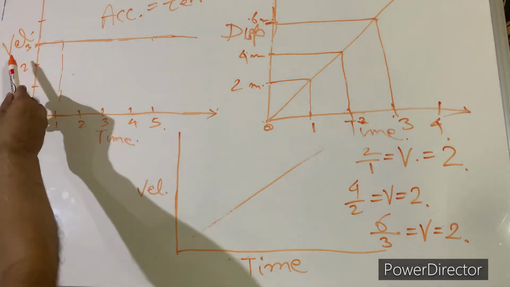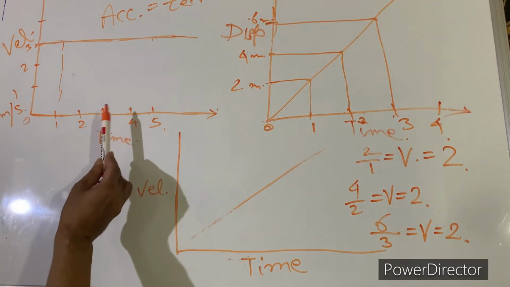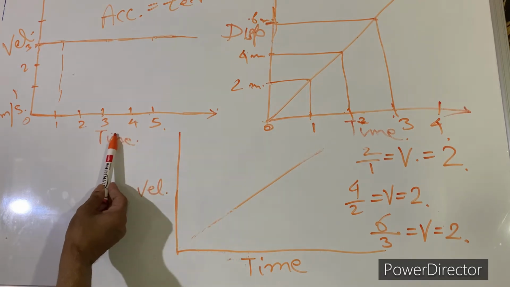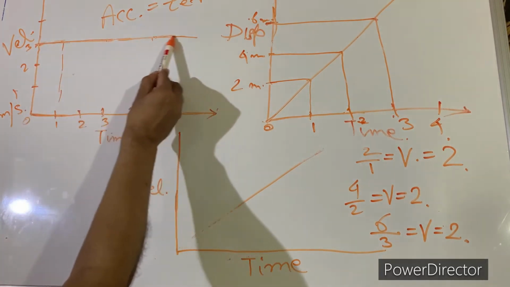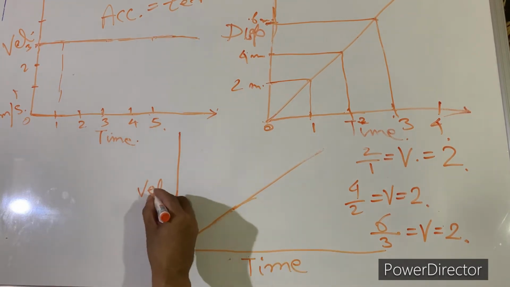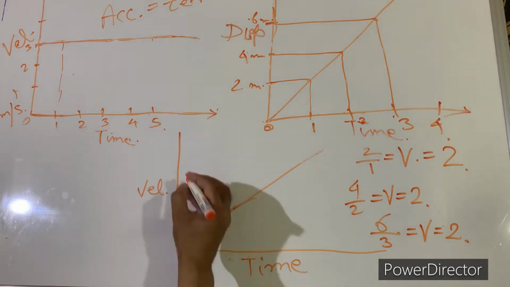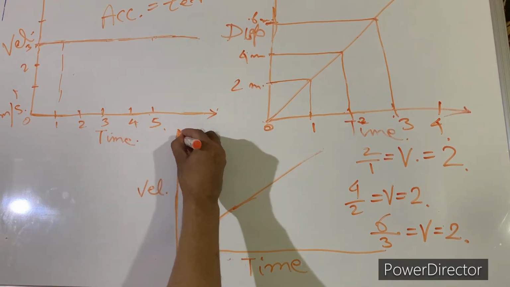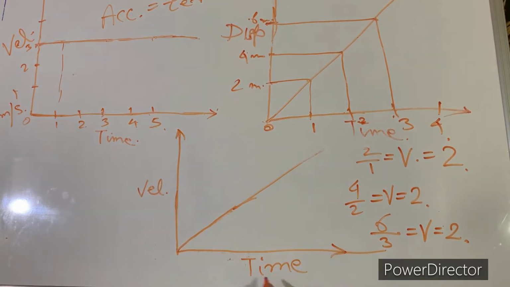While on a velocity versus time graph, the body traveling with constant velocity will be shown with a horizontal line. So you have understood the difference between the two. Now let us go on to another graph. This third graph is a velocity versus time graph. I have taken velocity on the y-axis while I have taken time on the x-axis.